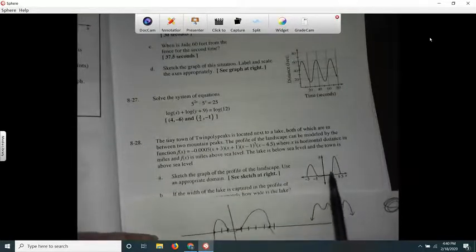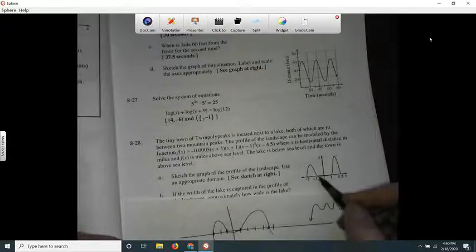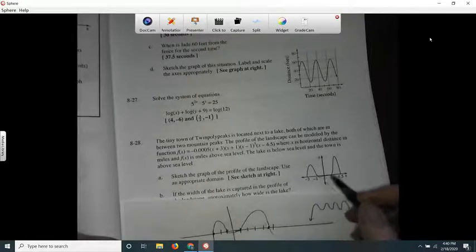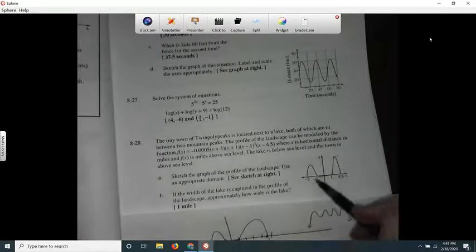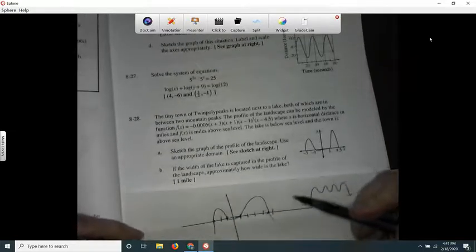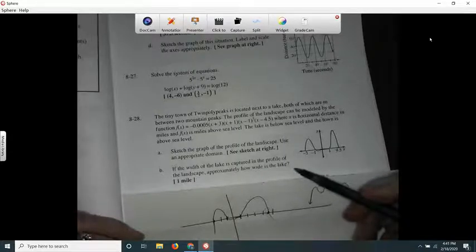Here's what the book ended up with. It's very interesting. They show this little gap right here. When I put it on Desmos and I zoomed in, I could actually see that little gap too. So we're going to use that to answer some of the questions. Any sketch that looks kind of like this is okay, either by doing it the way I did it or doing it by Desmos. And then letter B says, if the width of the lake is captured in the profile of the landscape, approximately how wide is the lake?